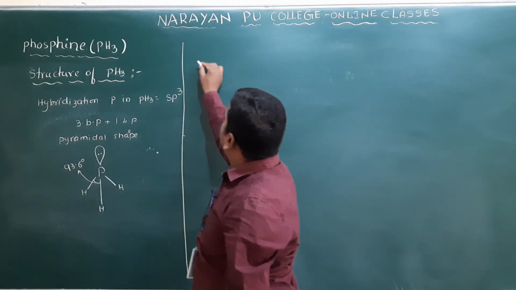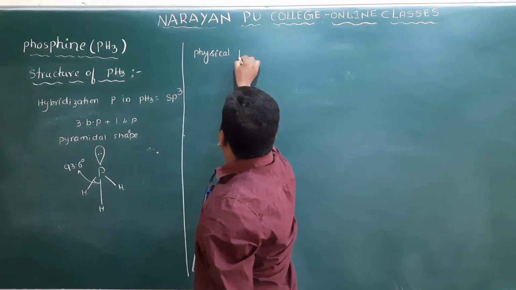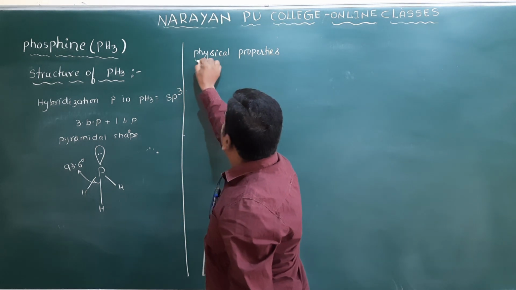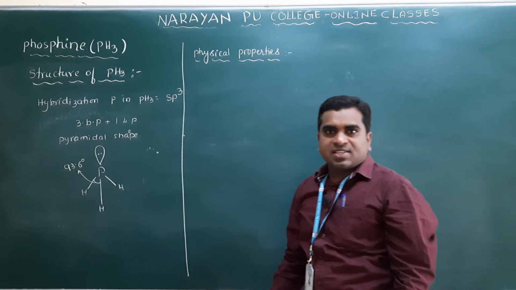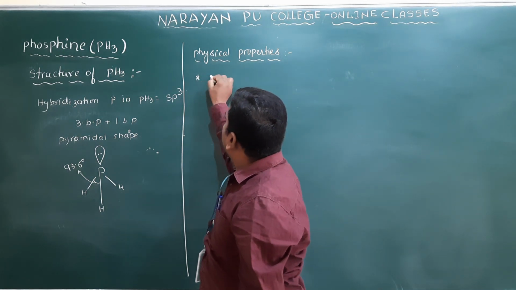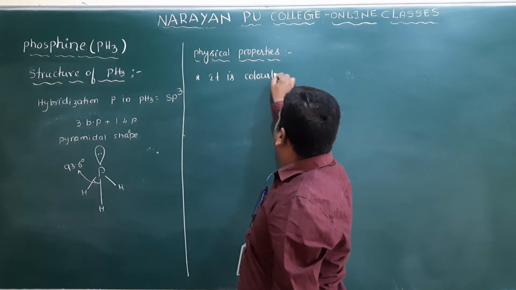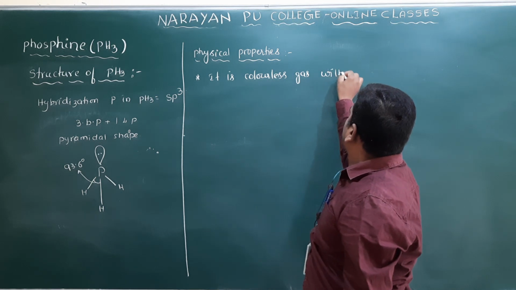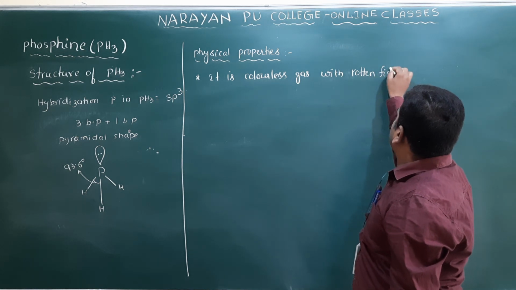Next one, physical properties. What are the physical properties? It is a colorless gas with a rotten fish smell. So the first one is colorless gas with a rotten, R-O-T-T-E-N, rotten fish smell.